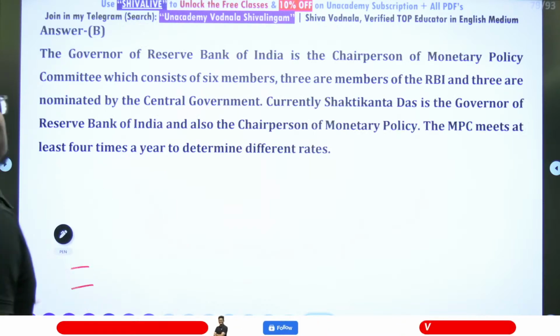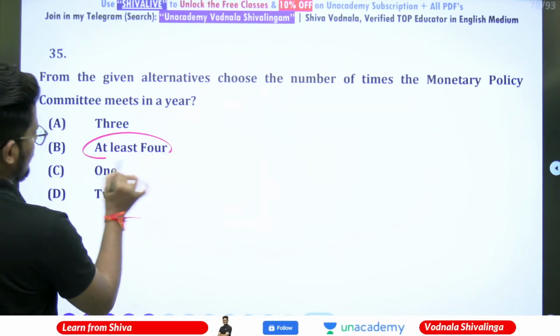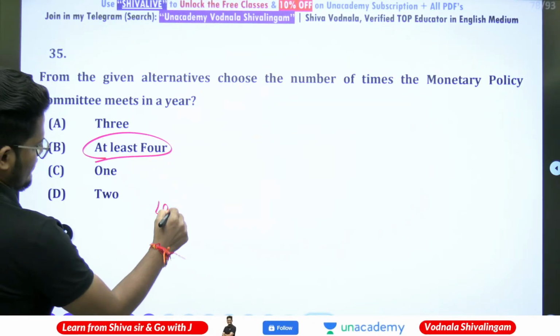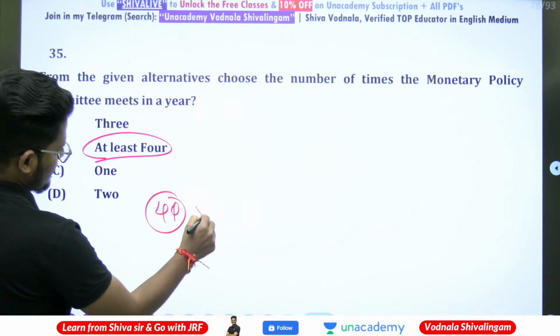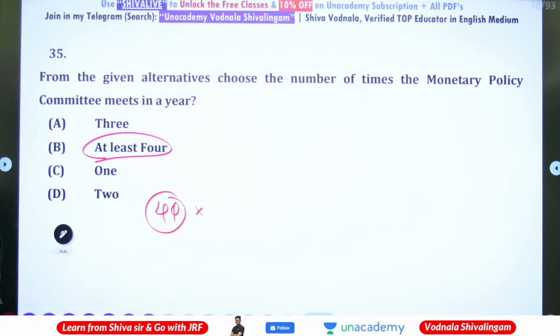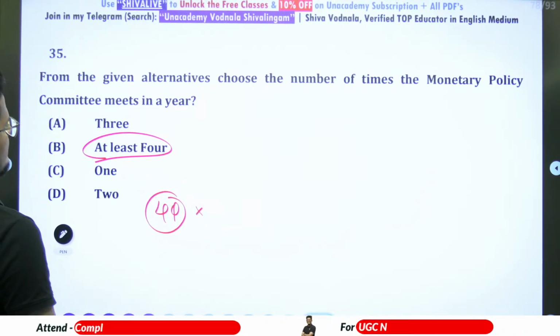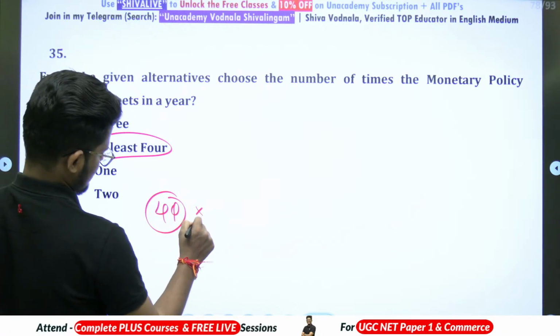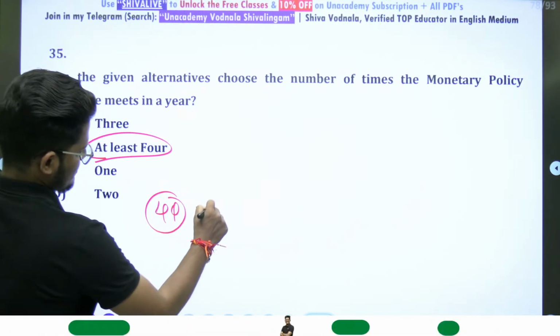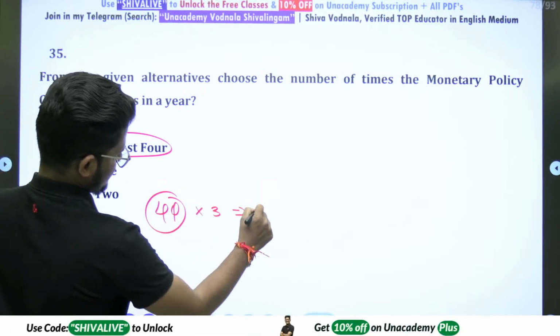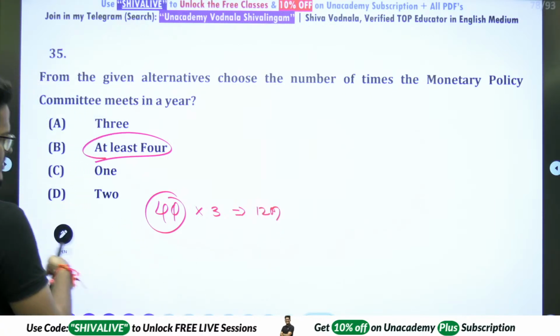The answer is for every quarter, that is at least 4 times. For every quarter means 4 quarters will be there in 1 year. 4 into 4, at least 4 times, 4 quarters, 3 months every year, which is equal to 12 months. So every 3 months they will meet.